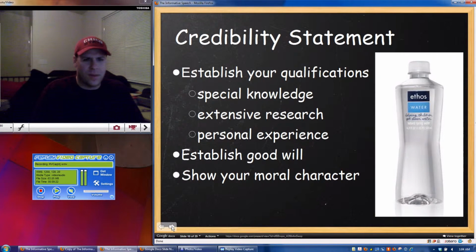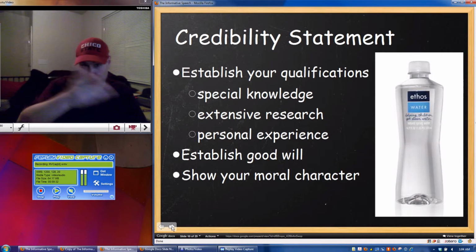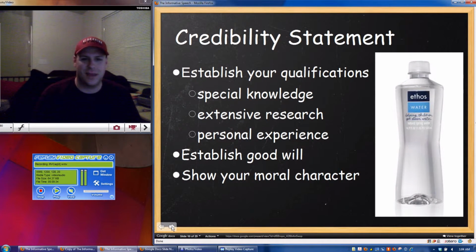Kind of going back to Aristotle. In the original Aristotelian sense, Aristotle said that credibility, or what was called ethos, consists of creating goodwill and moral character. Your goal is to create the feeling that you possess these qualities as you give your speech. So trying to find ways to do that will be beneficial as you move forward.